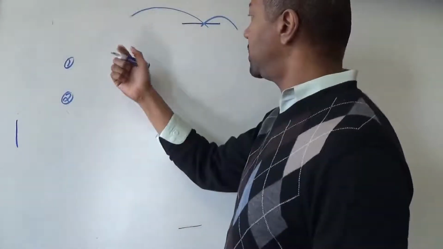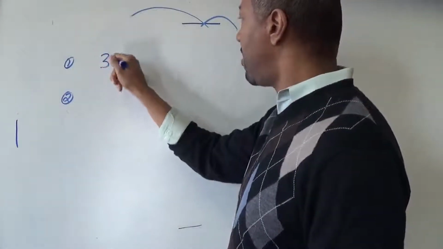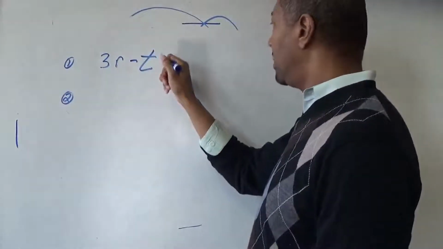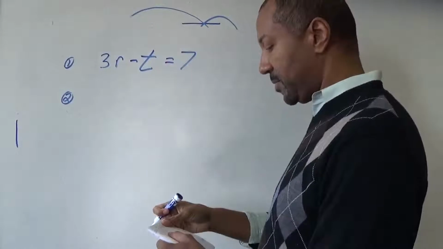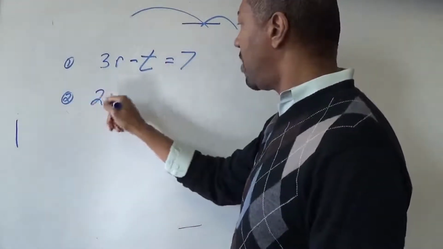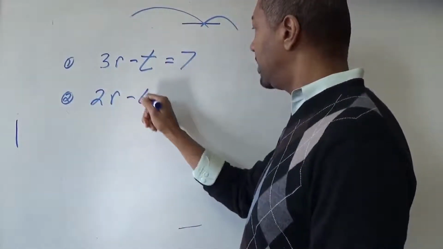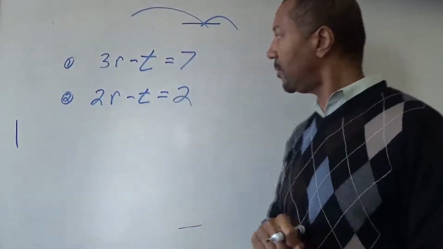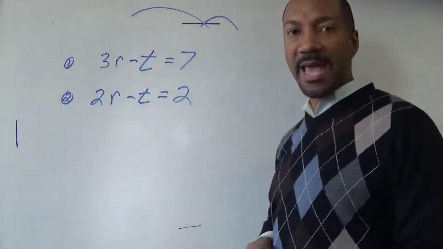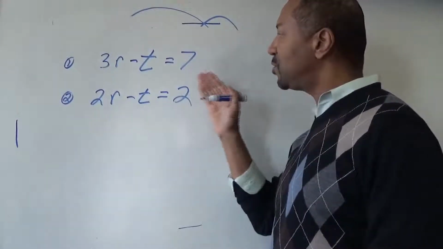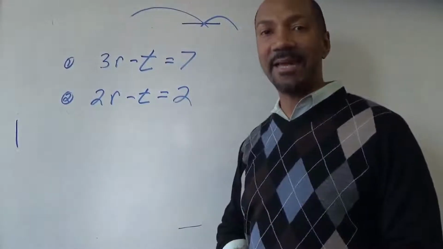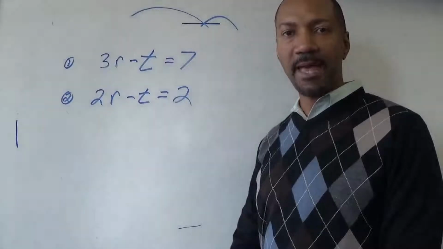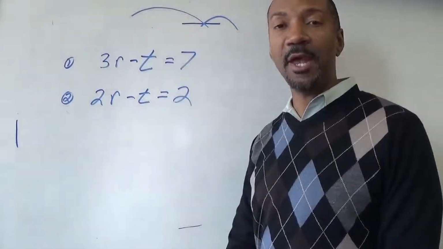Okay, so here's our new system. We've got 3r minus t equals 7. Then we also have 2r minus t is equal to 2. Okay, so the first question I would ask you is, if we add these two equations up as they stand, will a variable drop out? I hope you said no.